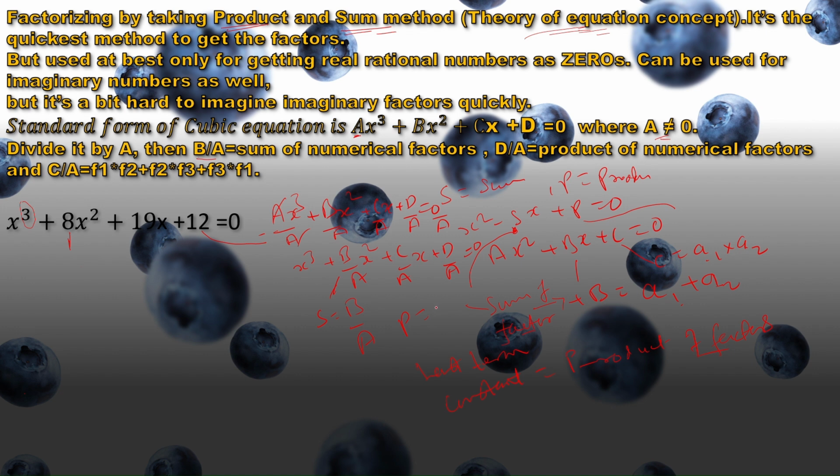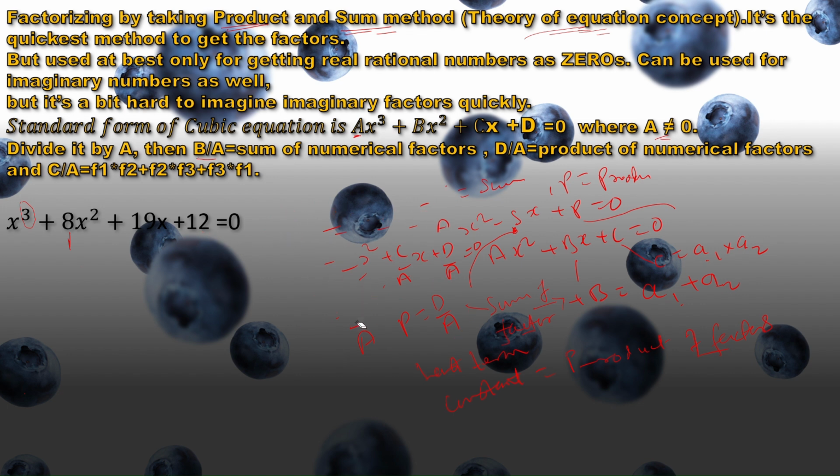So basically the sum is equal to b by a, and the product is equal to d by a. But this applies only when the first coefficient is not 1, meaning it's not unit. This way we can get the first coefficient as 1. This is not required in this case, because we already have the first coefficient as 1, so we can proceed directly.